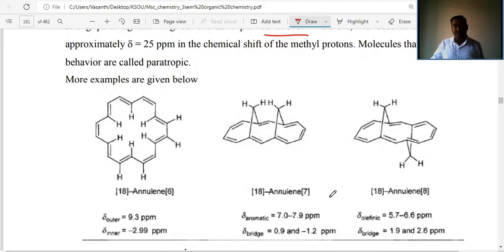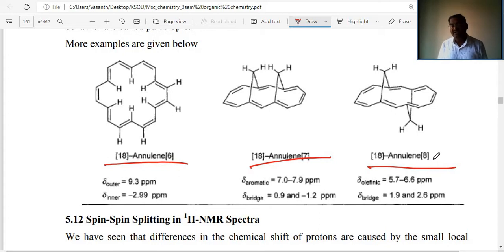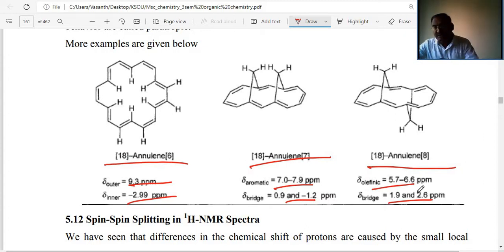Here, these are all the different annulenes. This is 18 annulene 6, 18 annulene 7, 18 annulene 8. These are the different examples mentioned here. Here, this is the chemical shift inside the ring. Sorry, outside the ring. This is the inner value. This is aromatic and bridged. This is olefinic and bridged, etc. These are some examples regarding the chemical shift.